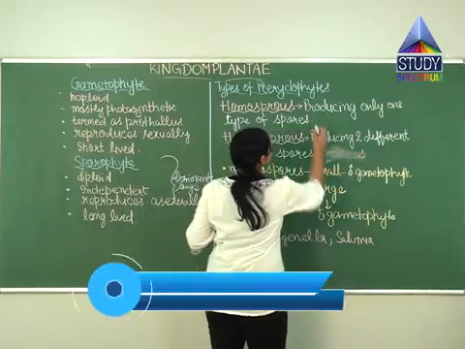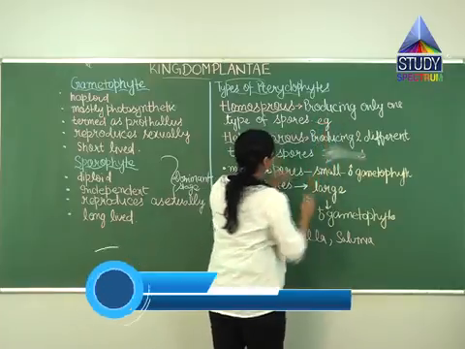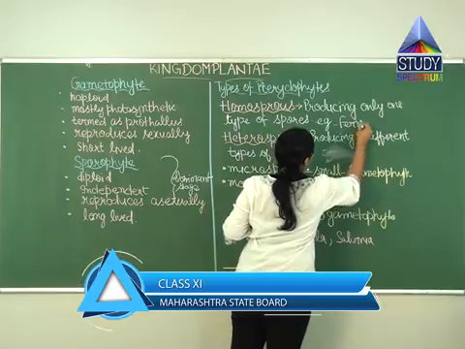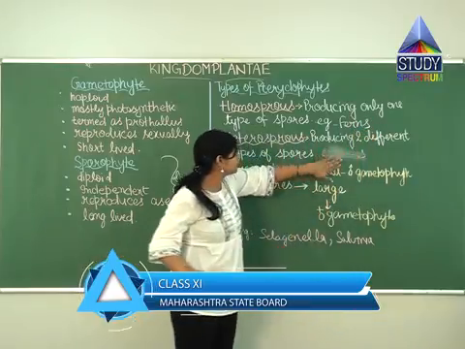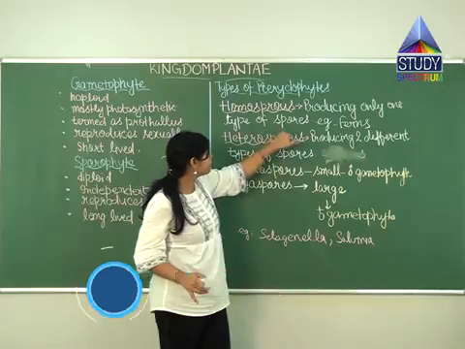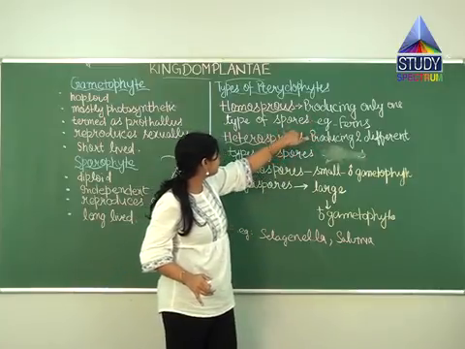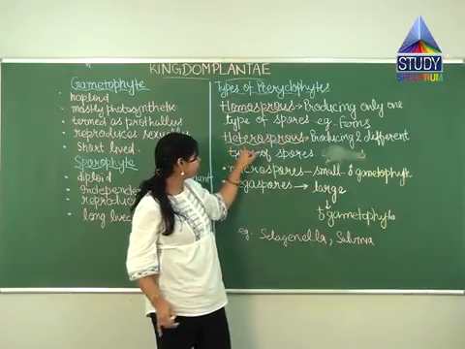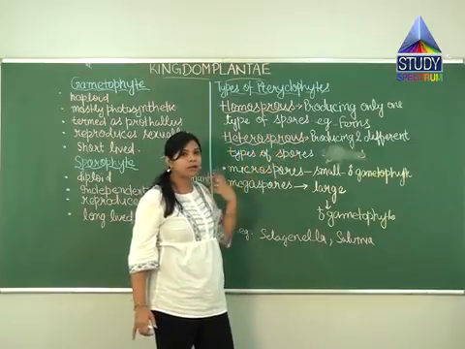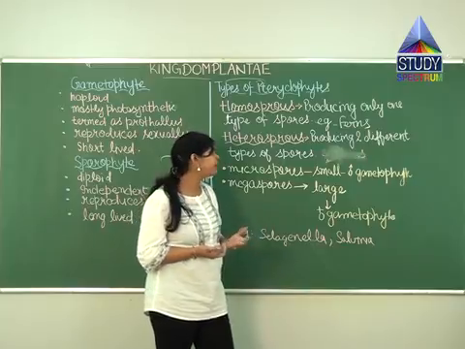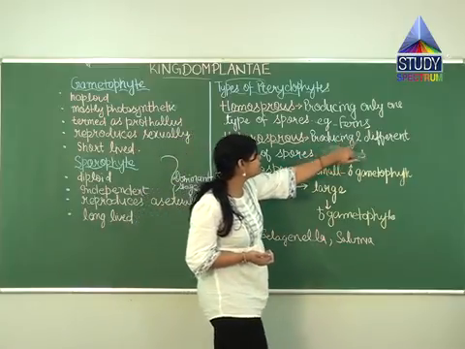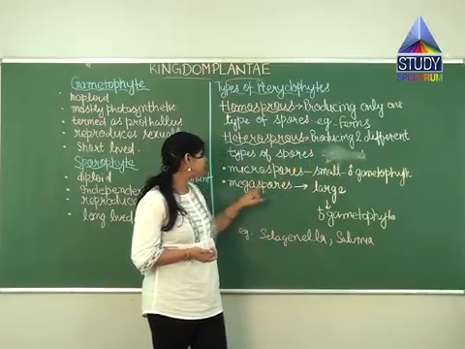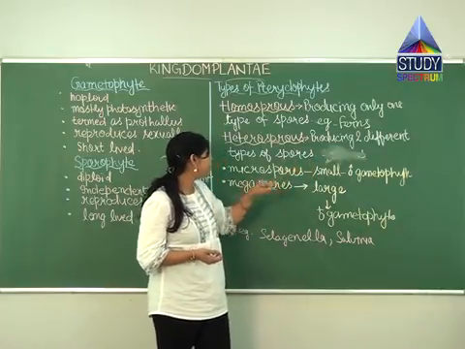Homosporous spores will be present in the ferns, not in heterosporous ones. So here one type of spores will be released, that will be homosporous. The example will be ferns. Now if I talk about heterosporous, what is that? Hetero means different, so here two different types of spores will be present, microspores and megaspores.